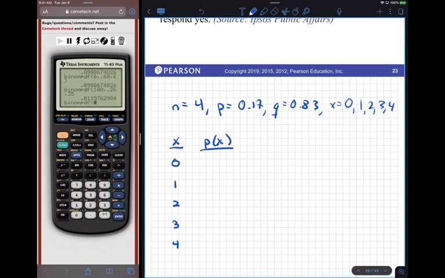So if our n is 4, probability of success is 17%, and we want the probability of x being equal to 0. So that probability is approximately 47, 46. So then let's do when x is 1. Approximately 38, 88. Let's do when x is 2.